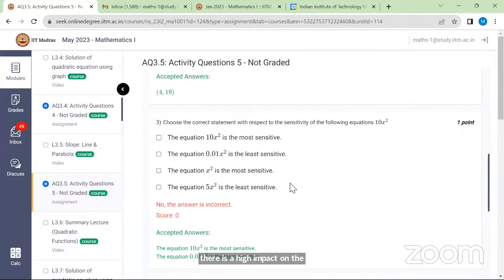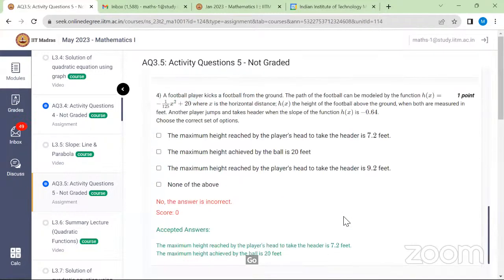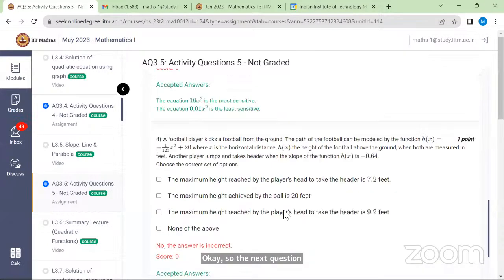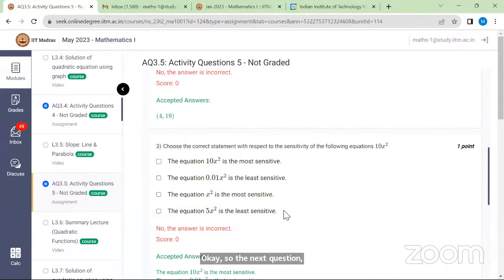Okay, so the next question is a football. Please repeat. Okay, basically, if you are changing a value of x and there is a large impact on y, then you can say that it's more sensitive toward x, right? So this is what happens in life also, right?